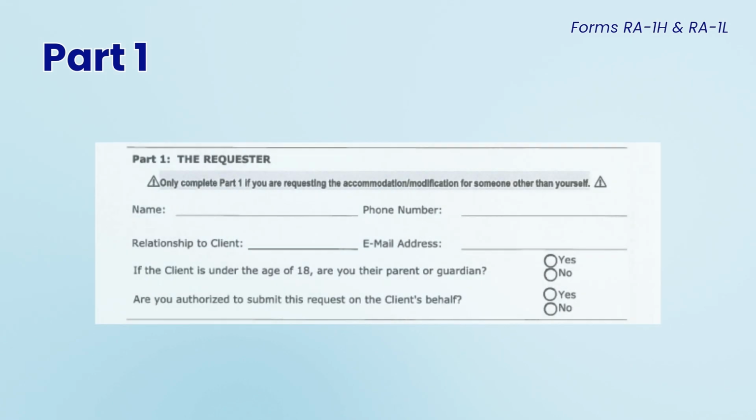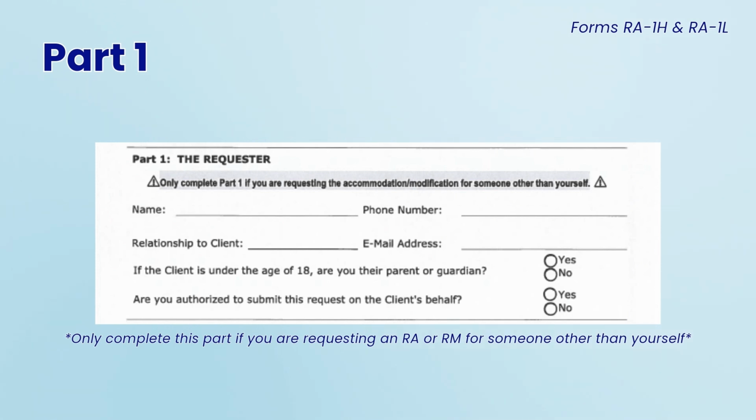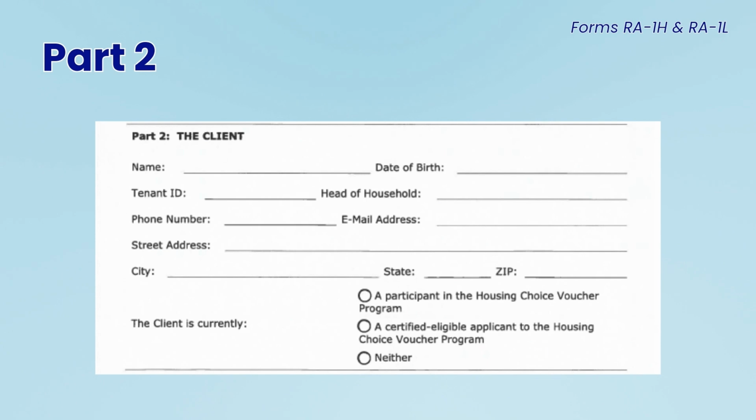Part 1 is for the requester. Complete this section if you are filling out the form on behalf of someone else. You will need to provide your name, relationship to the client, phone number, and email address. Part 2 is about the client, the person who needs the accommodation. You will provide their name, date of birth, and other contact information.